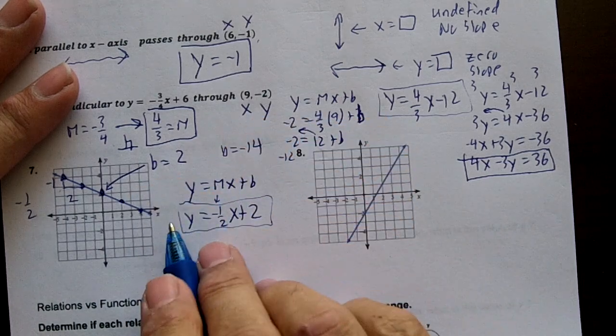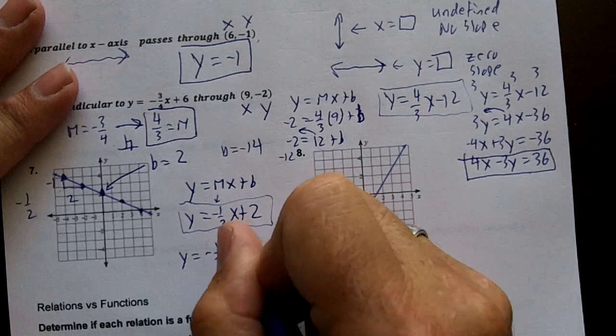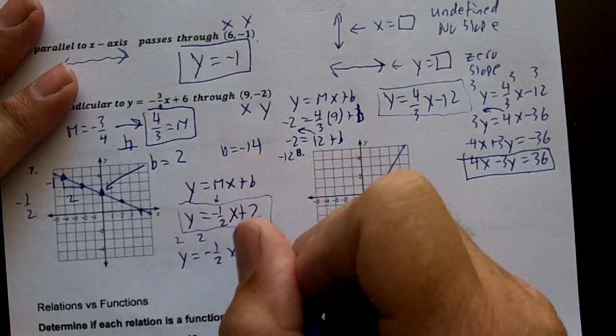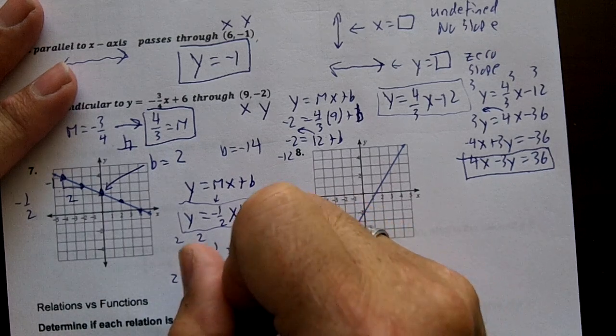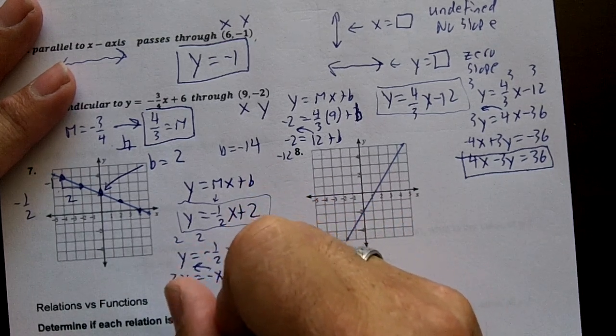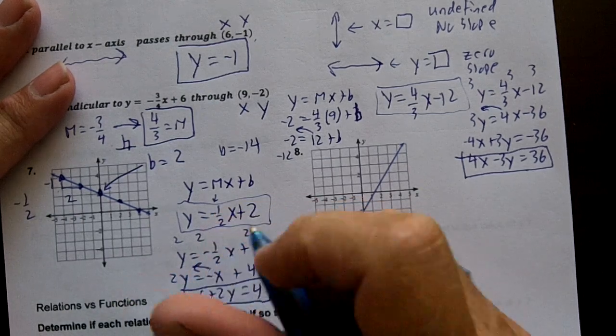To make it standard, you multiply everything by 2. So I'm going to take a 2, multiply everything by 2. 2y equals -x plus 4. Move over the x. So x plus 2y equals 4 is my standard.